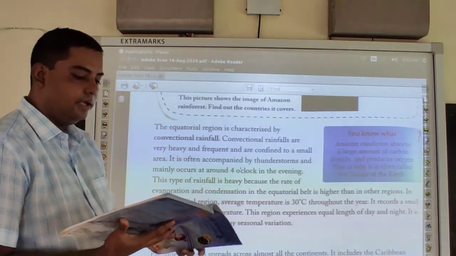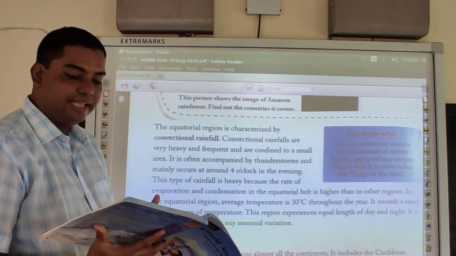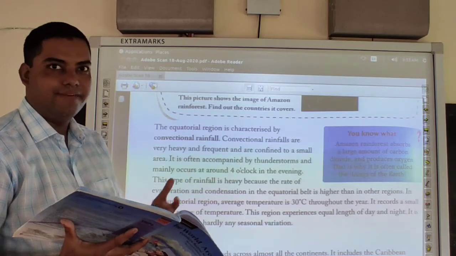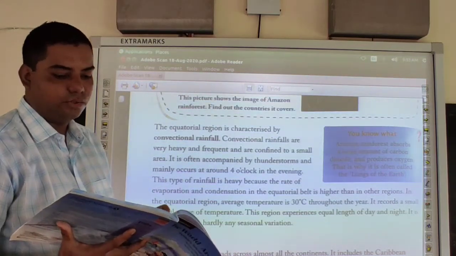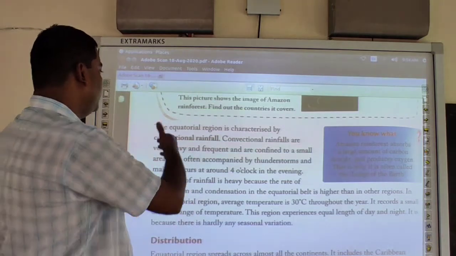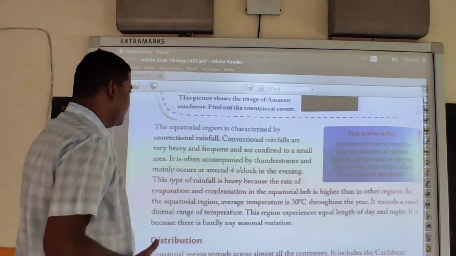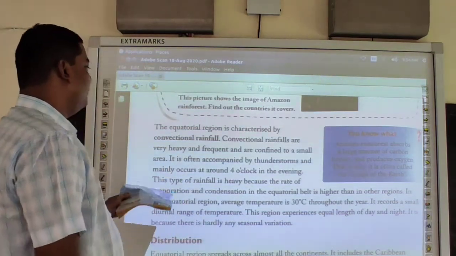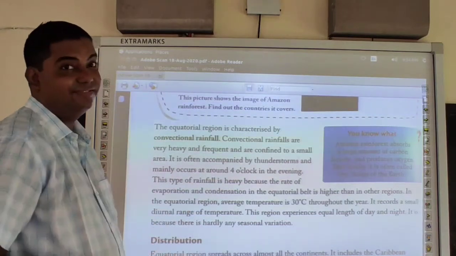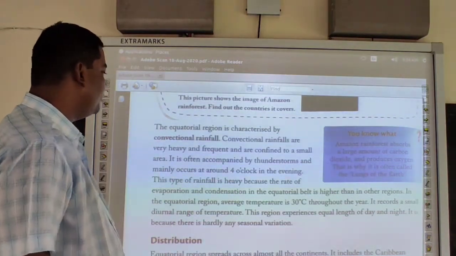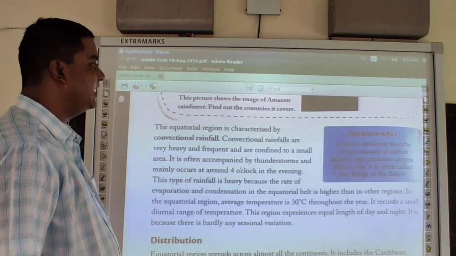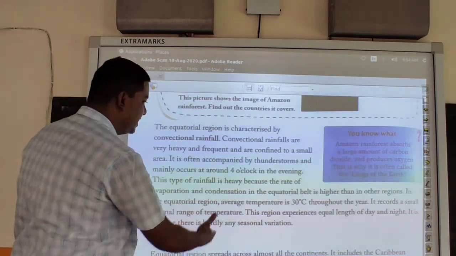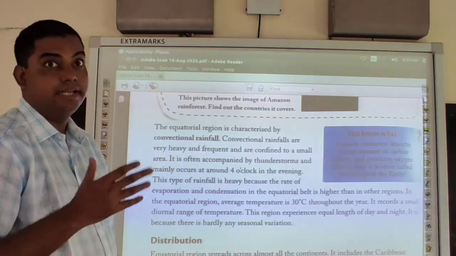So when we have a climate in which there is very much lightning, heavy rain, and strong gusts of wind flowing every now and then, that particular climate is called thunderstorms. So convection rainfall is accompanied by thunderstorms, and it mainly occurs at 4 o'clock in the evening. This type of rainfall is very heavy because the rate of evaporation and condensation in the equatorial belt is higher than in other regions. So the rainfall is very heavy because the evaporation as well as condensation in this region is higher than in any other regions.